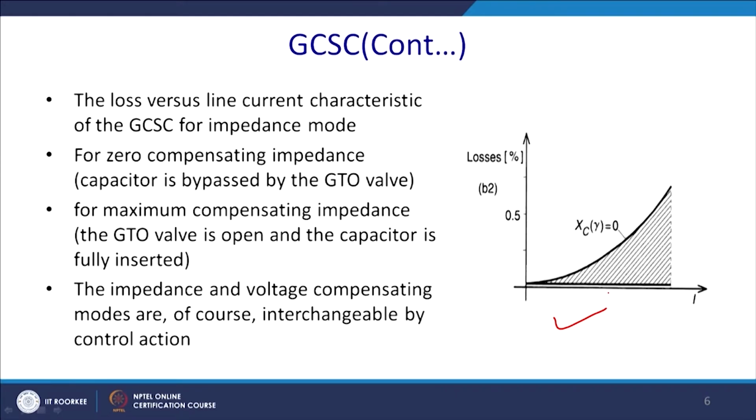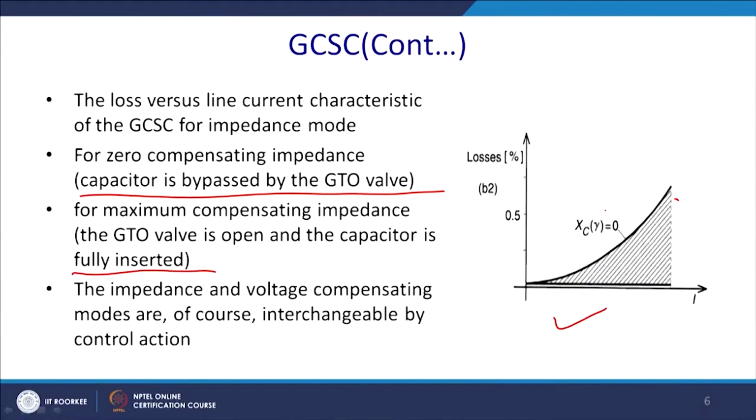For 0 compensating impedance, the capacitor is bypassed, so you get very low losses basically. The capacitor is bypassed by the GTO valve. For the maximum compensating impedance, the GTO valve is open and the capacitor is fully inserted. The impedance and the voltage compensating modes are of course interchangeable in control action.